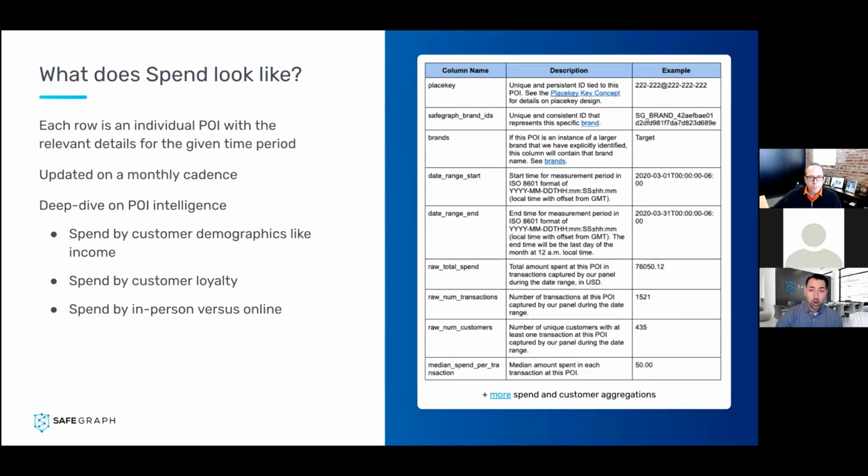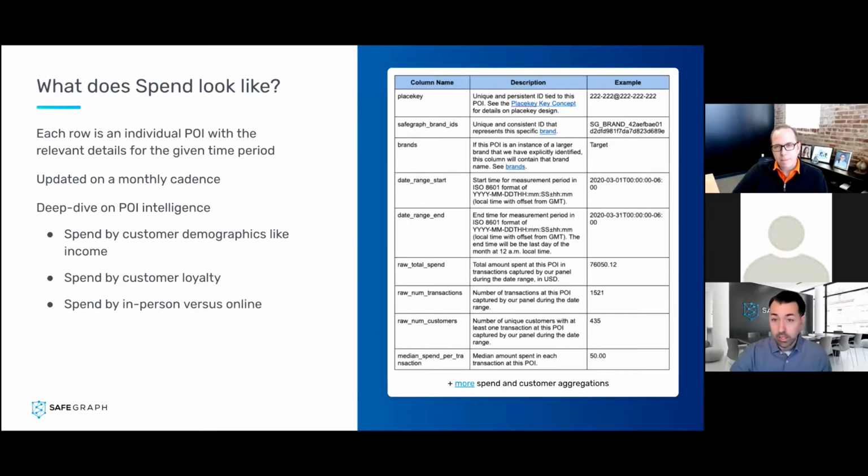Now, what does the product actually look like? Well, it looks a lot like data, seeing as we are a data company. The rows are individual places. The columns are the relevant metrics for the place for the given period of time. We'll deliver a CSV to your cloud provider of choice with the relevant data. The geographies you're interested in, the industries you're interested in, the brands you're interested in, you tell us. And we update our data set once a month.